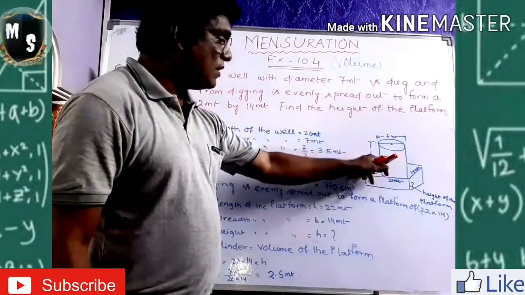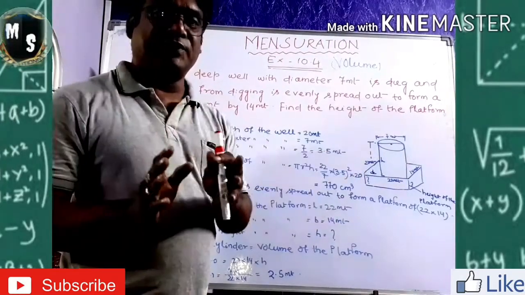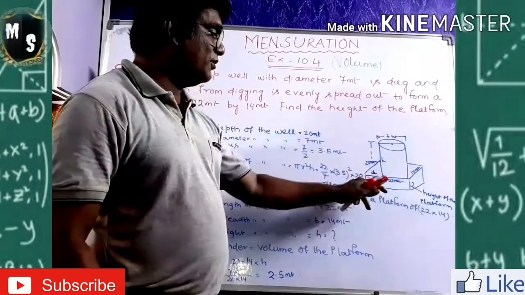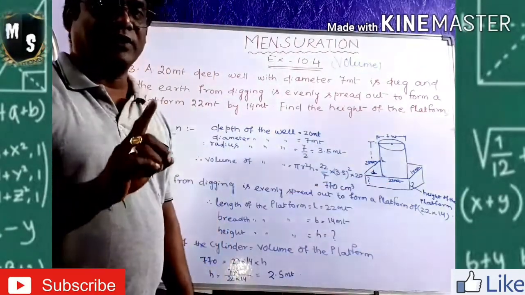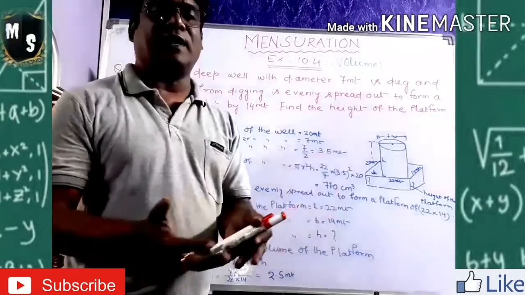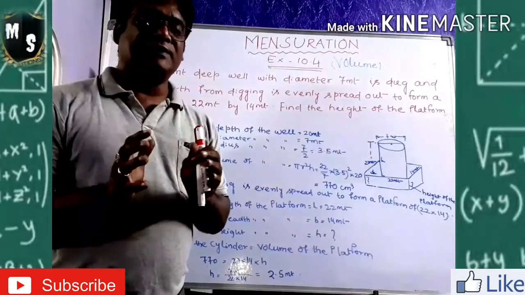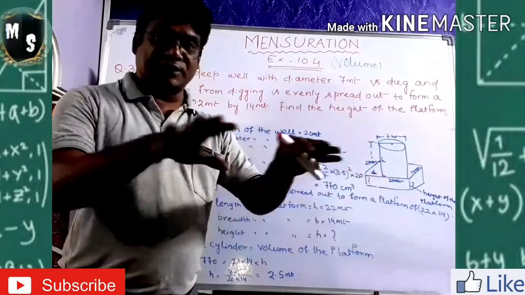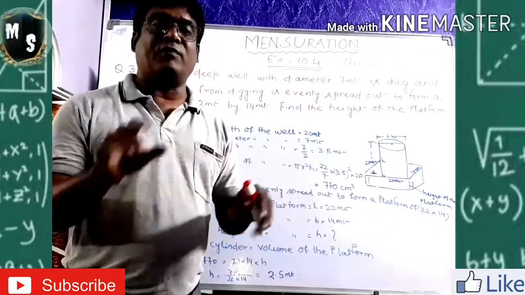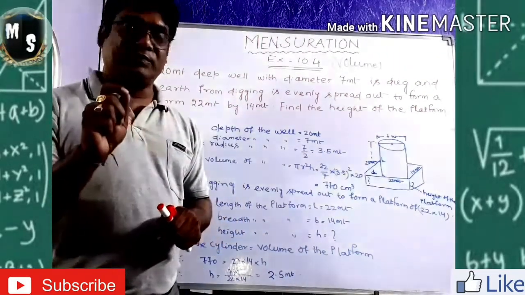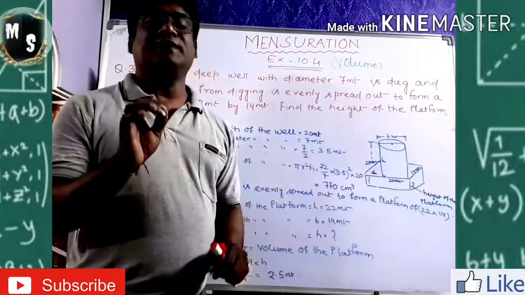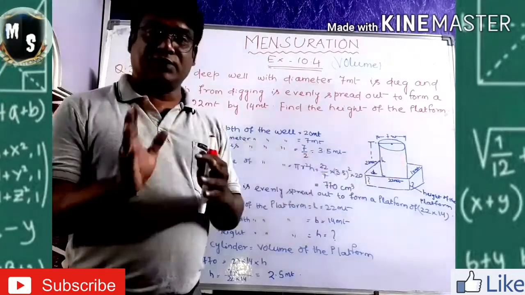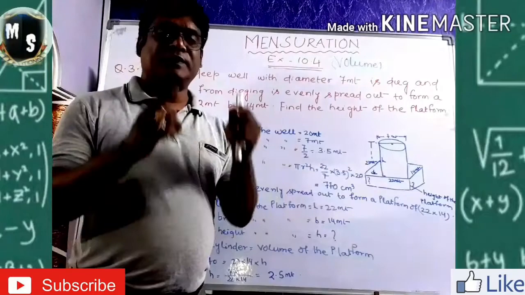So how much earth has been taken out must be equal to the volume of the cylinder. So the volume of the cylinder here is equal to the volume of the platform. That is the trick here. The earth taken out from the cylinder is going to be equal to the platform. That means that much earth has been spread out to make a platform of length 22 meter and breadth 14 meter, and he is asking what is the height of this platform. That means the volume of the cylinder is equal to the volume of the platform. That is the trick here.